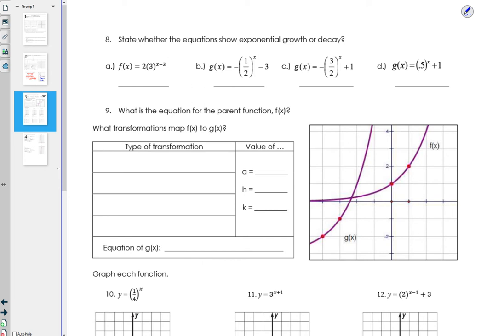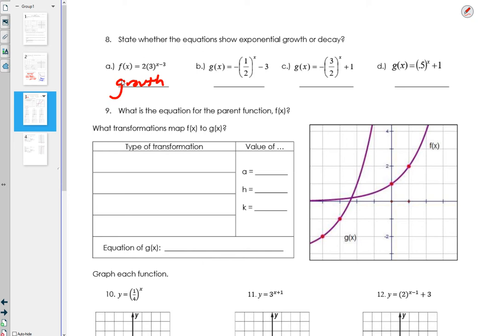State whether these equations are exponential growths or decays. I would hope you can get this 100% of the time now. It's about as easy as it gets. The first one, is this a growth or decay? Why a growth? Yes, Jada.